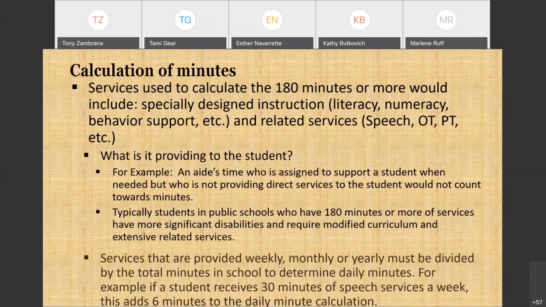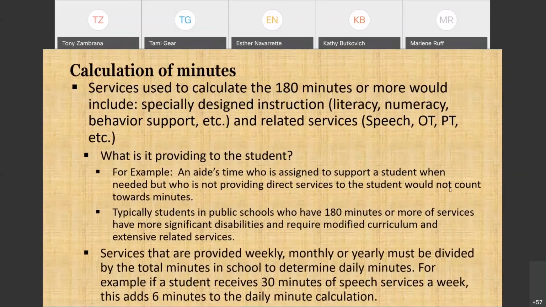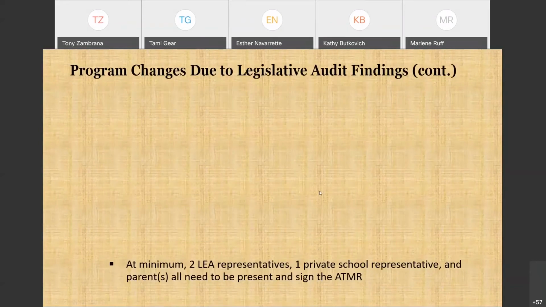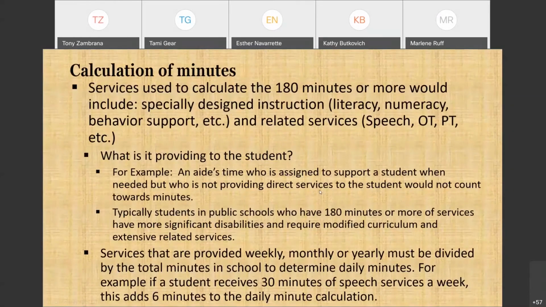Very important to remember. Also remember that services that are provided weekly, monthly, or yearly must be divided by the total minutes in school to determine daily minutes. So if a student is receiving 30 minutes of speech services in a week, this only adds 6 minutes to that daily minute calculation. If they have an occupational therapist that is only seeing them once a year to check in and see how things are going and maybe giving some support to the teacher on how to support, then that would have to be divided by the yearly minutes that student is in school. So hope that helps some.